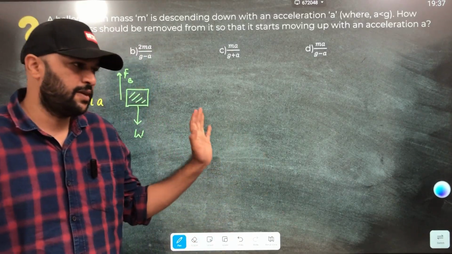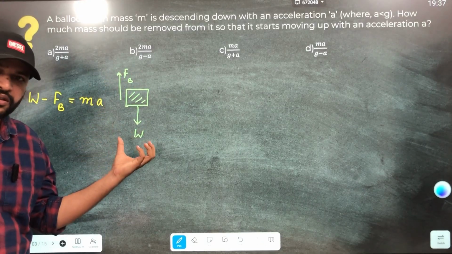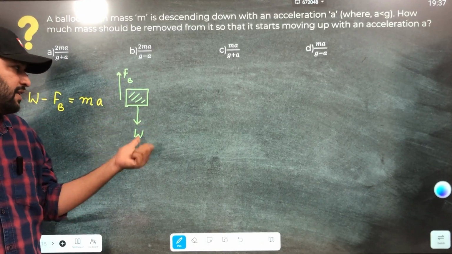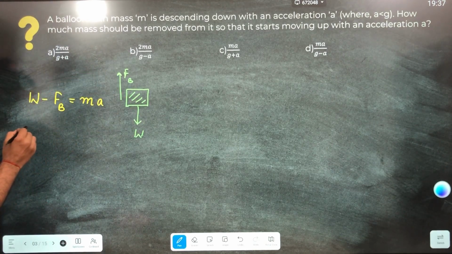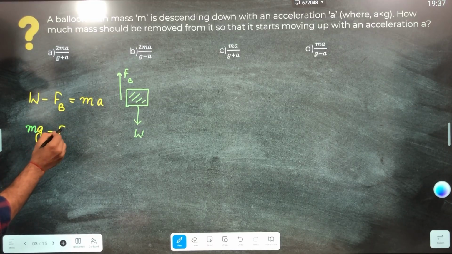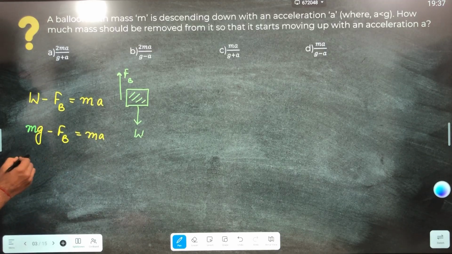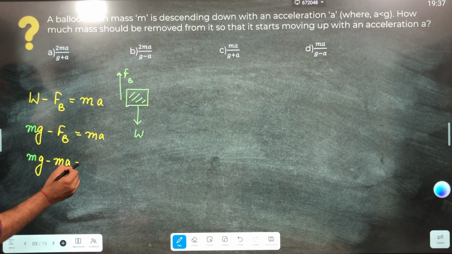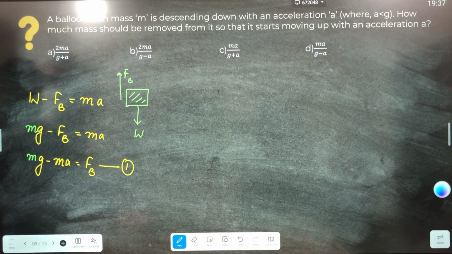Let me explain once again. If the weight is more than the buoyant force, it will obviously go down. If the buoyant force is more than the weight, then it will go up. Clear? Okay. So weight is how much? Weight here will be mg, the mass minus the buoyant force will be equal to ma. Let's take this ma on that side. It will be mg minus ma, that is equal to the buoyant force. Our equation 1 is this one. This is our buoyant force, right?